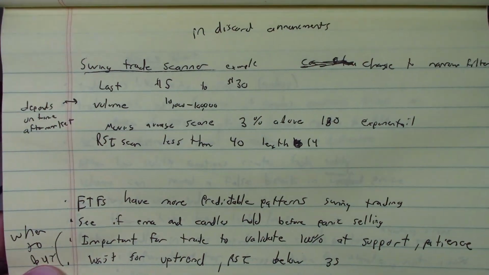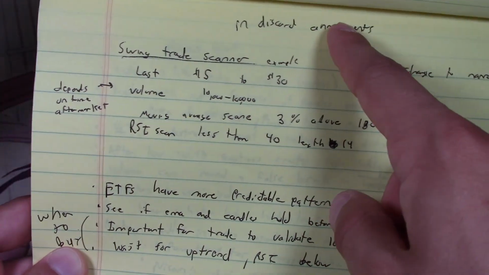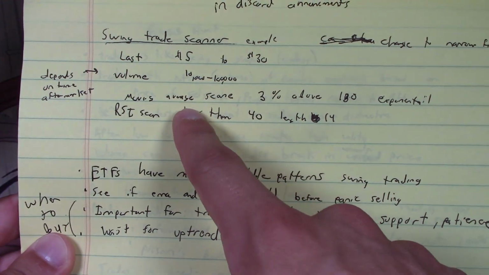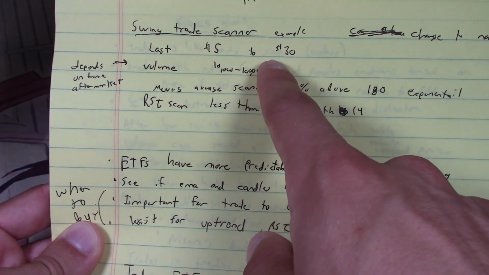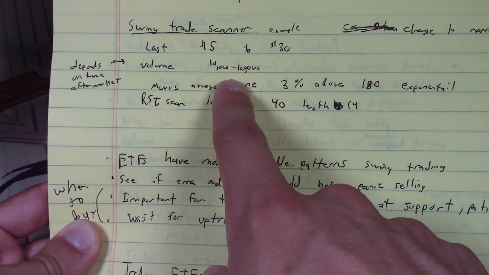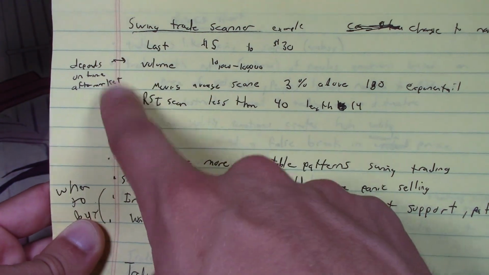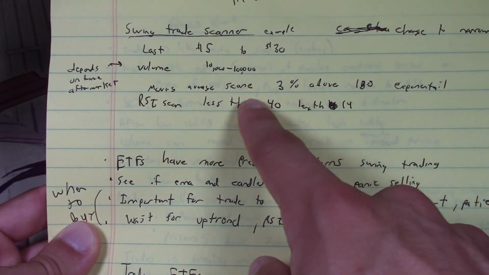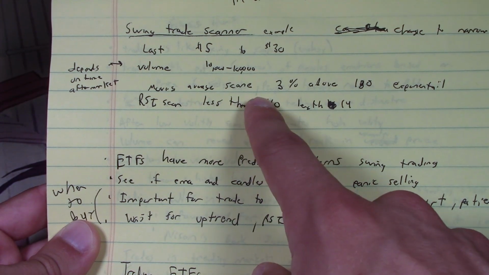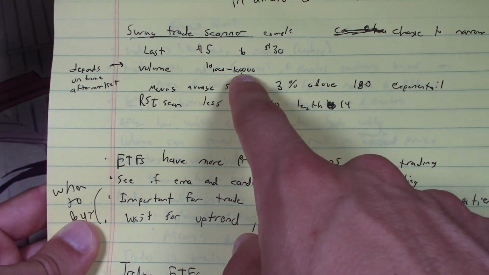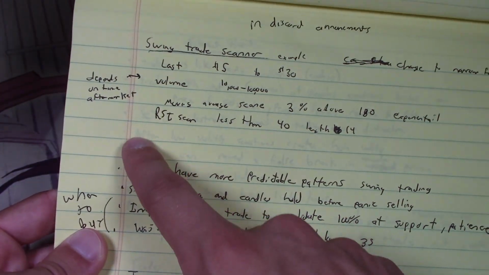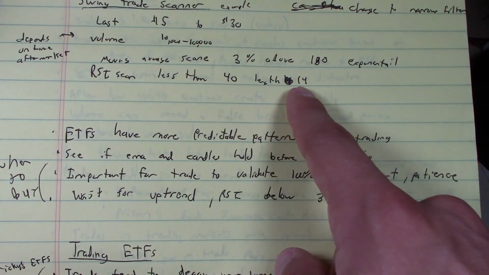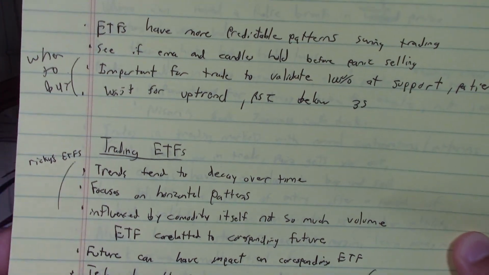Oh, my swing trade scanner in Discord announcements. So I was scanning 15 to 30 bucks. Volume at least, it depends on the aftermarket before, but at least 100,000 to a million. Actually, that's 10,000. I guess that's pre-market, yeah. RSI, blah, blah, blah.